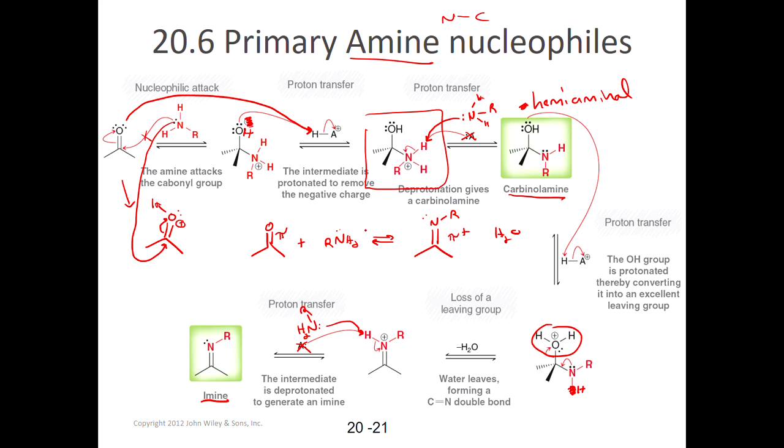So if you wanted to make more product, you'd add a large excess of amine to this carbonyl and it would shift toward the product side. If you wanted to take that imine back to the carbonyl, you would add a large excess of water and it would shift the equilibrium back to the other side.